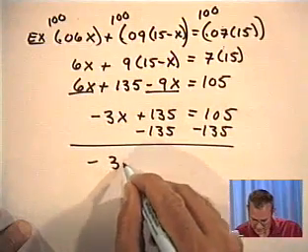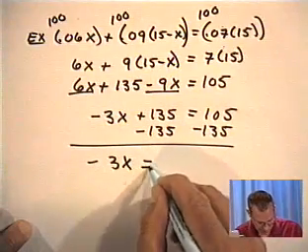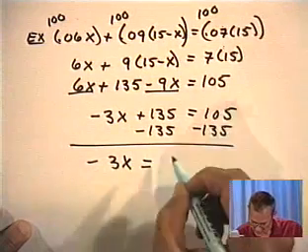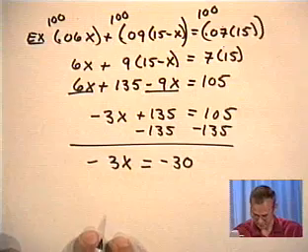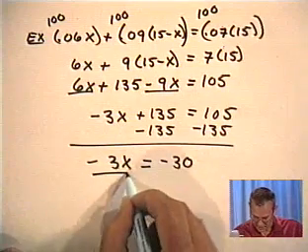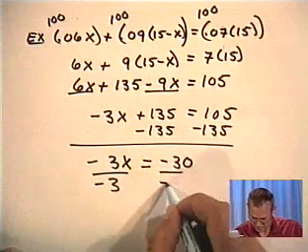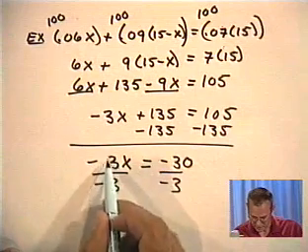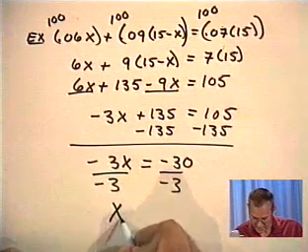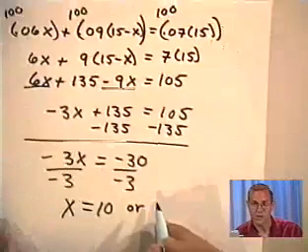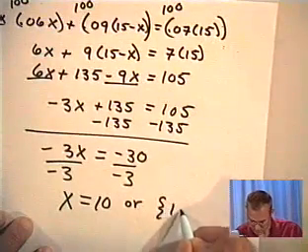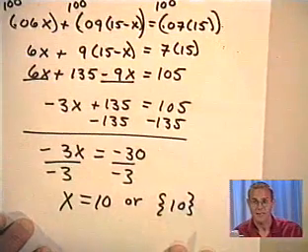So on the left, I get negative 3x. On the right, that would be negative 30. We're almost done. We can divide now by negative 3. Negative 3 divided by negative 3 is a positive 1, so x equals 10. And of course, we could also write our solution as 10.